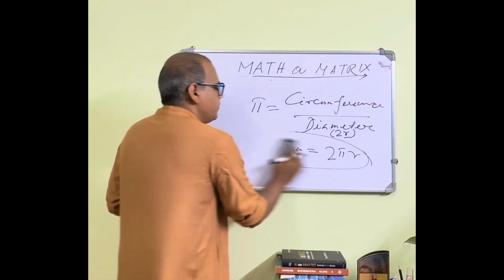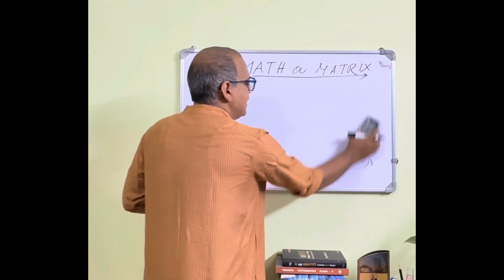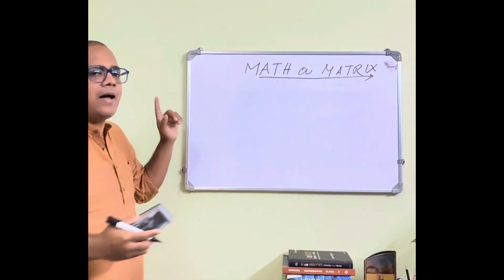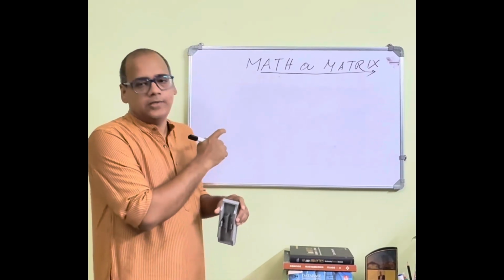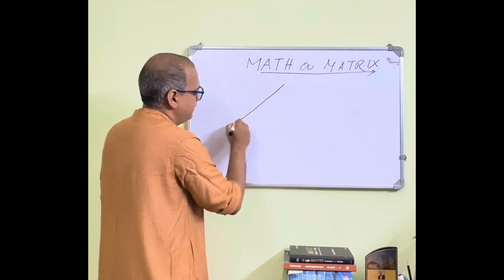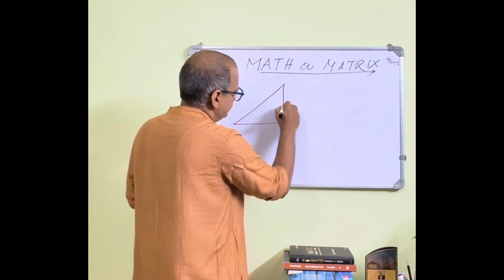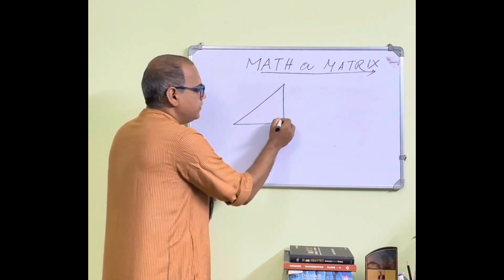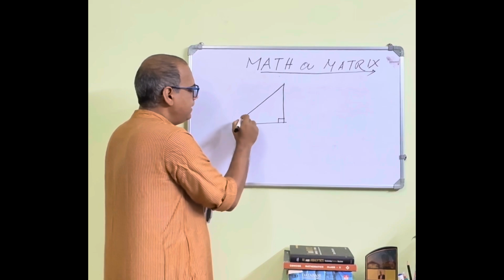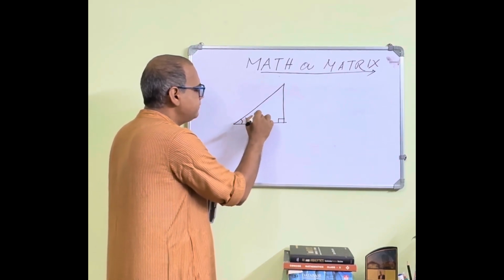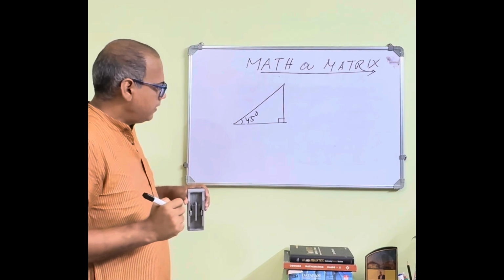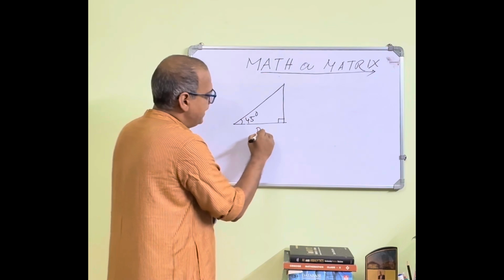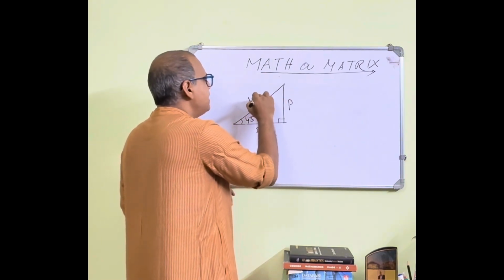Along this line, we'll try to show you how this happens if we take a right angle triangle. Let me draw one right angle triangle here. This is 90 degree, and I have taken this angle as 45 degree. Let me name them first. So this is the base, this is the perpendicular, and this is the hypotenuse.